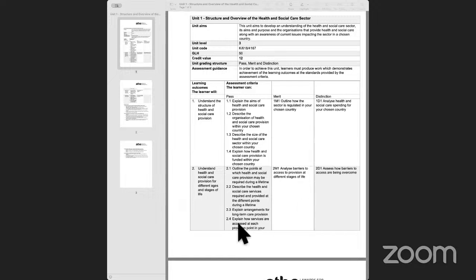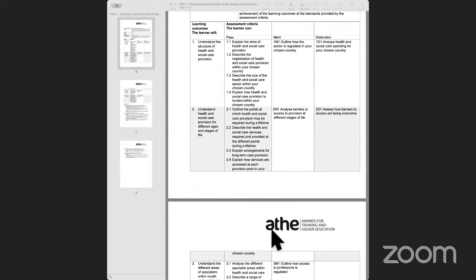The last one talks about explaining how services are accessed at each stage, in a chosen country. So here, the idea would be, from the six stages of human growth and development that we discussed, to take an example of one of the stages, and then, discussing it between England and Wales, or primarily in England, talk about what kind of provisioning is available in terms of support.